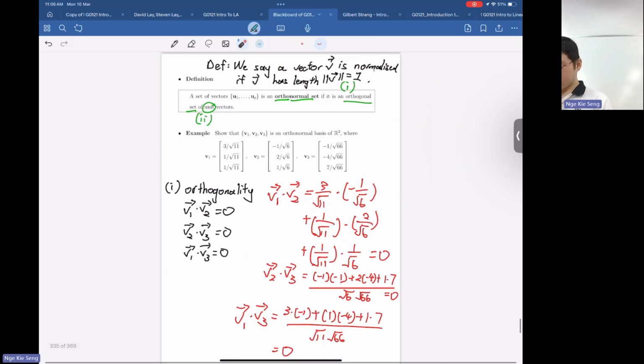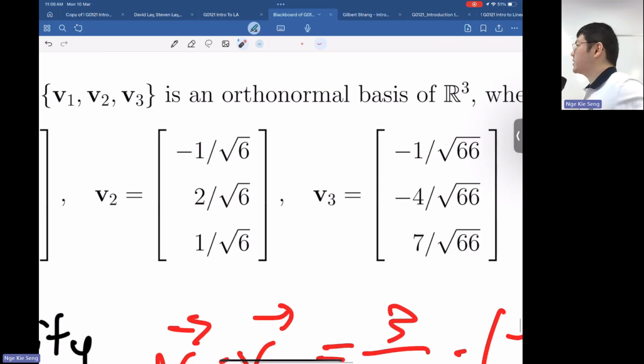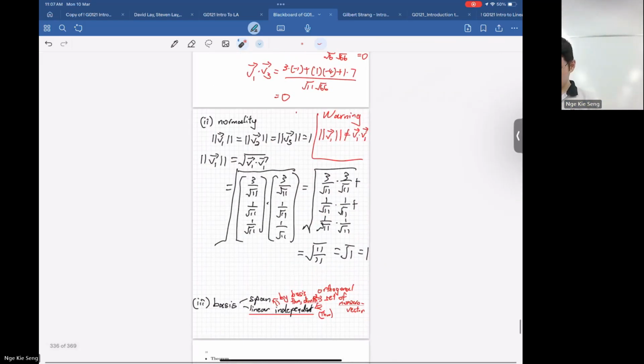Okay, so can we quickly check on these two here? 1 squared plus 2 squared plus 1 squared: 4 plus 1 plus 1 is 6. Square root 6 times square root 6 is 6. The other one, 1 squared plus 4 squared plus 7 squared: 49 plus 16 is 65, and 65 plus 1 squared is 66. Okay. The other one you leave as homework.